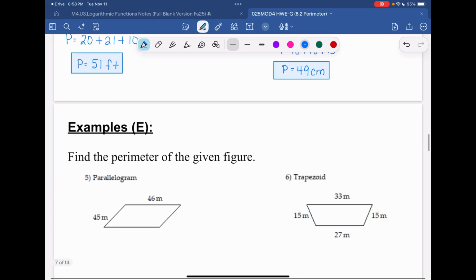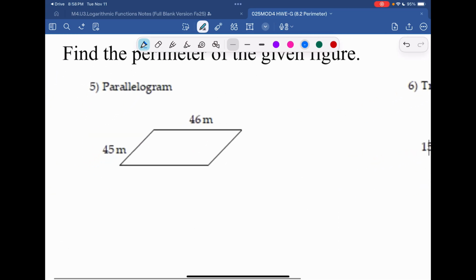Okay. The next one we're going to look at is just a simple parallelogram. In a parallelogram, opposite sides are parallel, but they're also congruent. That means that this side is going to be 45, and this side is going to be 46.